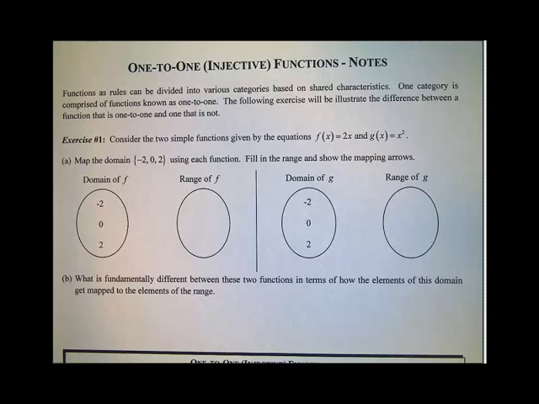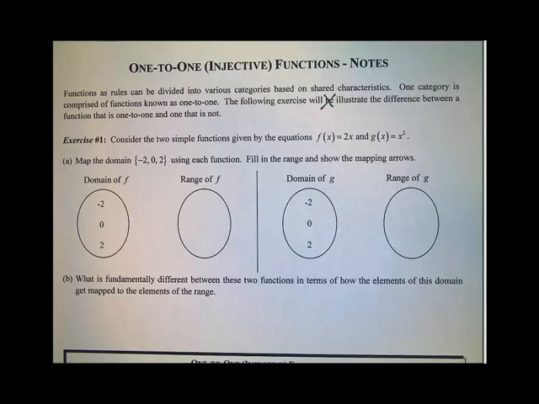The following exercise will illustrate the difference between a function that is one-to-one and not one-to-one. Exercise 1. Consider the two simple functions given by the equations f of x equals 2x and g of x equals x squared. Map the domain -2, 0, 2 for each function. Fill in the range and show the mapping arrows.